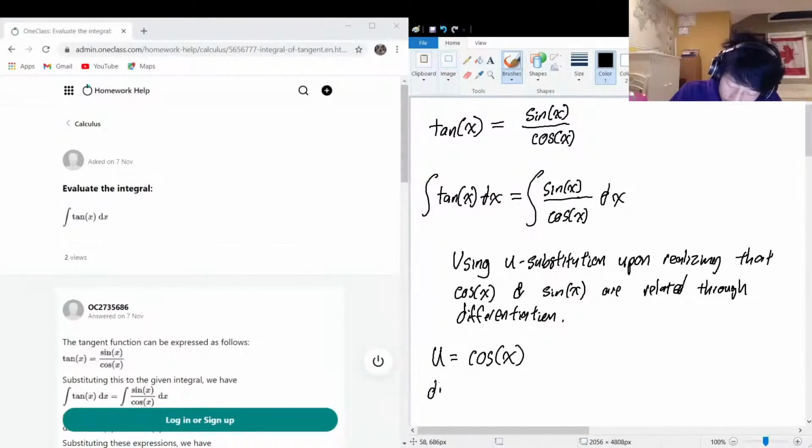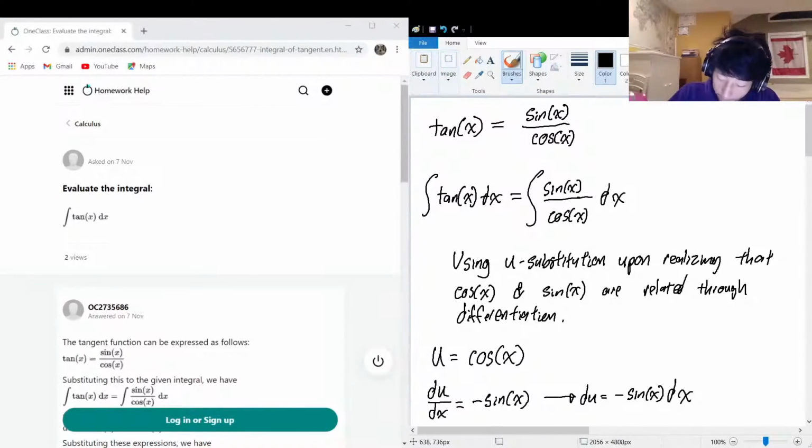The derivative of u with respect to x, du over dx, is equal to simply the derivative of cos x, which is negative sine x. Don't forget that negative. And if we want to isolate du, we can just multiply both sides by dx. So it's just du equals negative sine x dx.